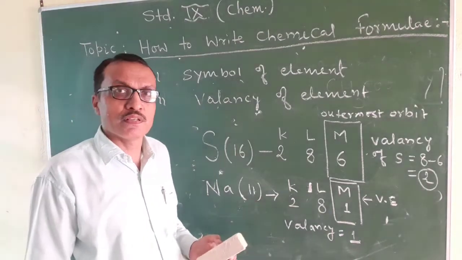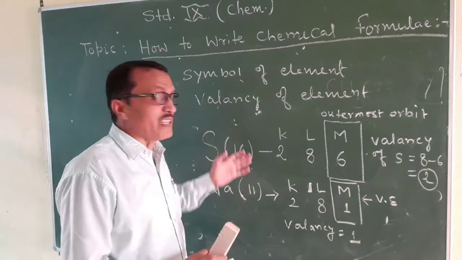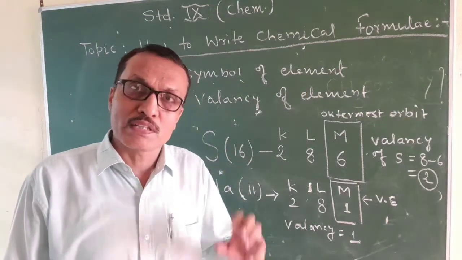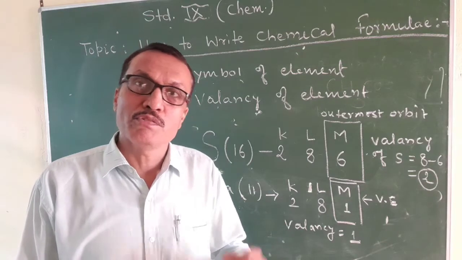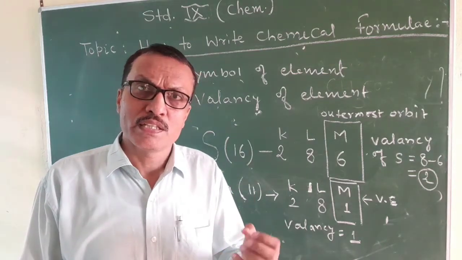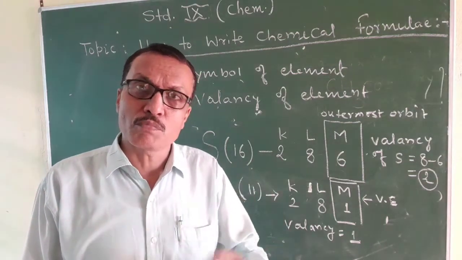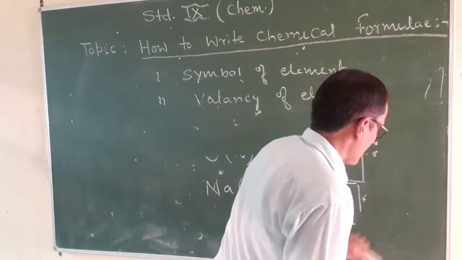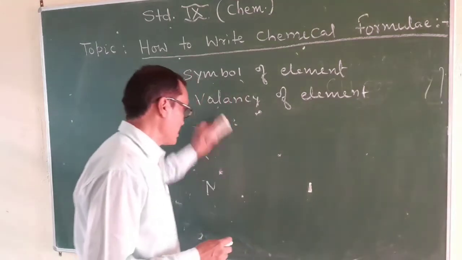And if you understand how to find out the valency of an element, and if you have the concept of symbols, then you will easily write chemical formulas. Okay? So students, let me give one example here.